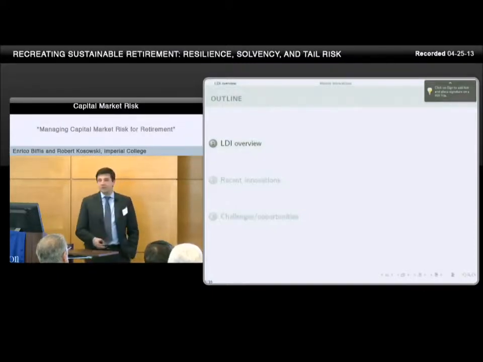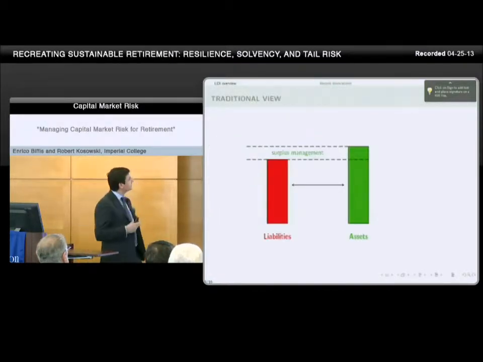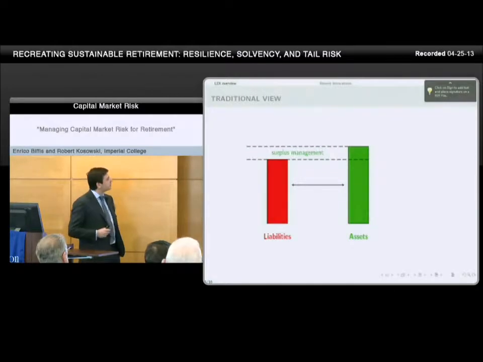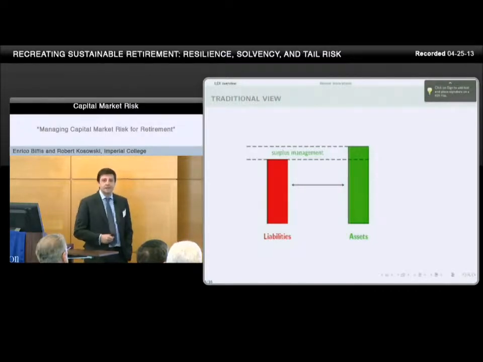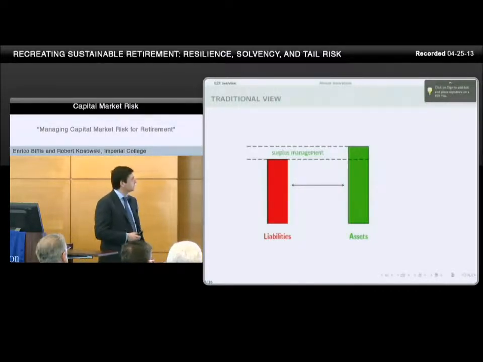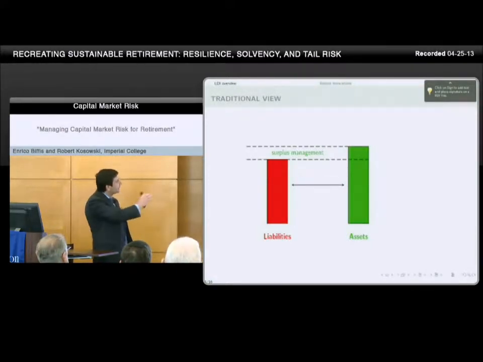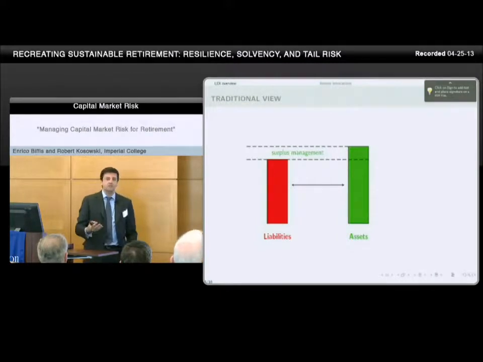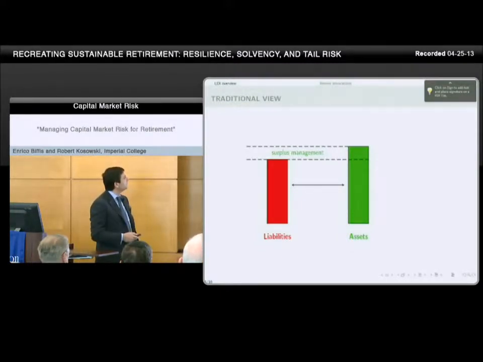Okay, LDI overview. Let me start with a nice picture representing a pretty rosy situation, when you have a pension plan with a substantial level of assets well above the liabilities, the red bar. At this point you'll be able to do surplus management, right? And linking the two bars there, an ALM strategy, an asset liability management strategy, could actually allow you to comfortably meet the liabilities as they fall due.